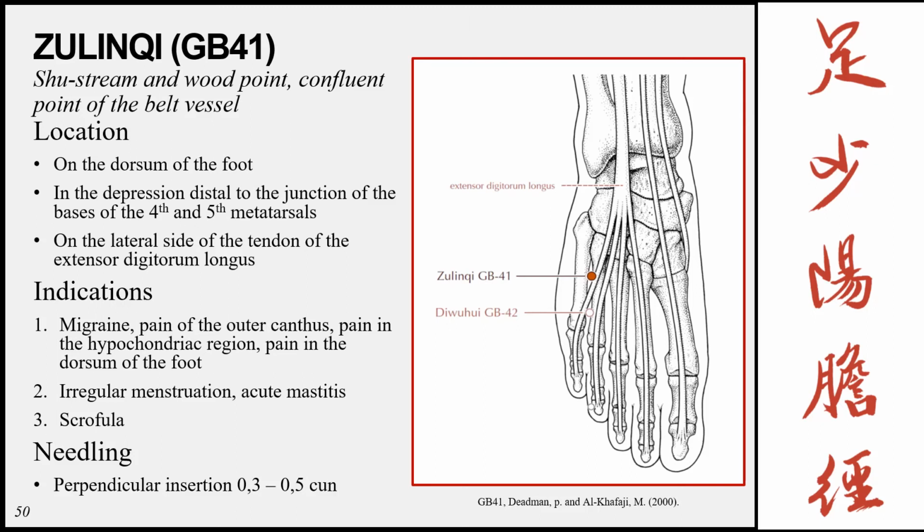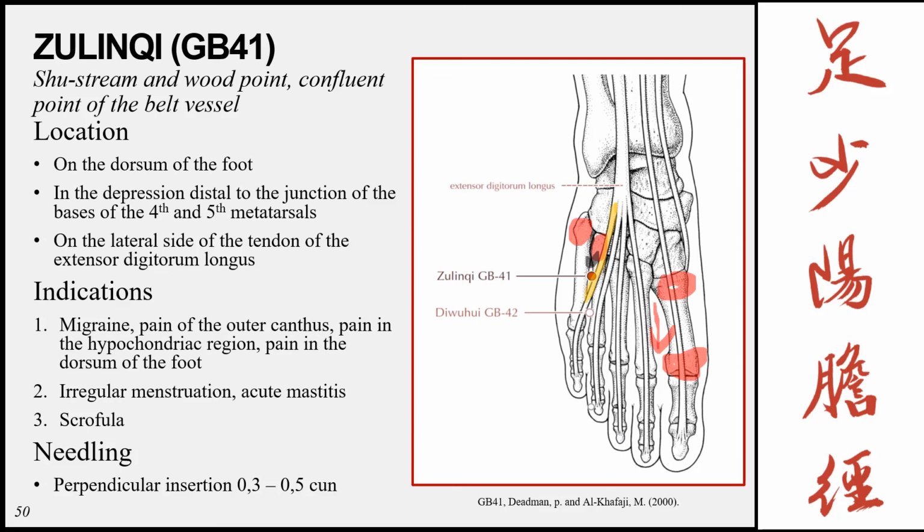What this means is the base of the metatarsals, if you remember from previous slides, this is the head of the metatarsal and this is the base. So we're in the depression distal, so that means this way, from the two bases of the 4th and the 5th metatarsals over here and here. We're going to palpate for these two bases, and then we're going to come distally until we find the depression just distal to the bases. This is normally on the lateral side of the tendon of the extensor digitorum longus. So here's the extensor digitorum longus, and as you can see, we're just lateral of this branch.